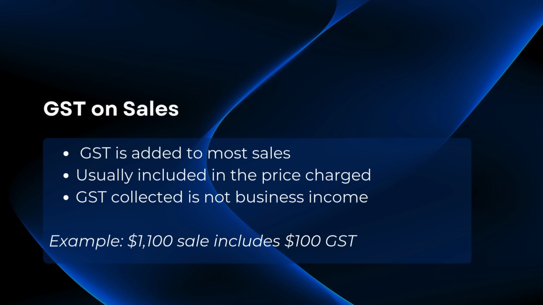When a GST registered business makes a sale, it generally adds 10% GST to the price. For example, if a customer pays $1,100, $100 of that amount is GST. This GST must be reported and paid to the ATO, so it's important that businesses don't treat it as income they can spend.